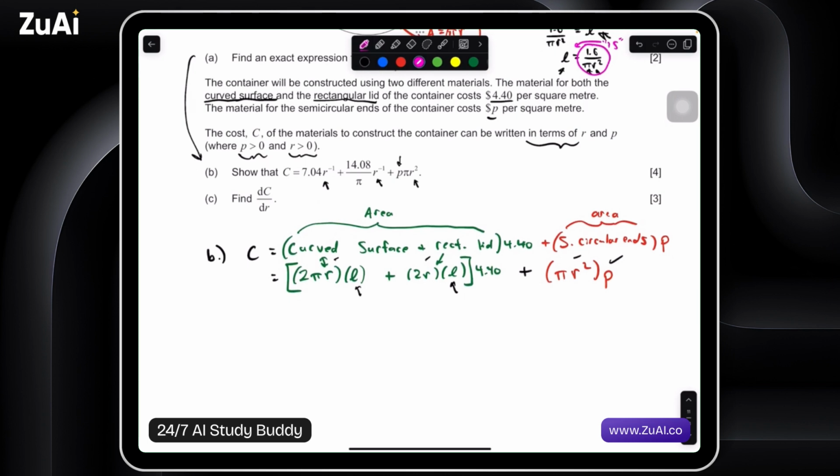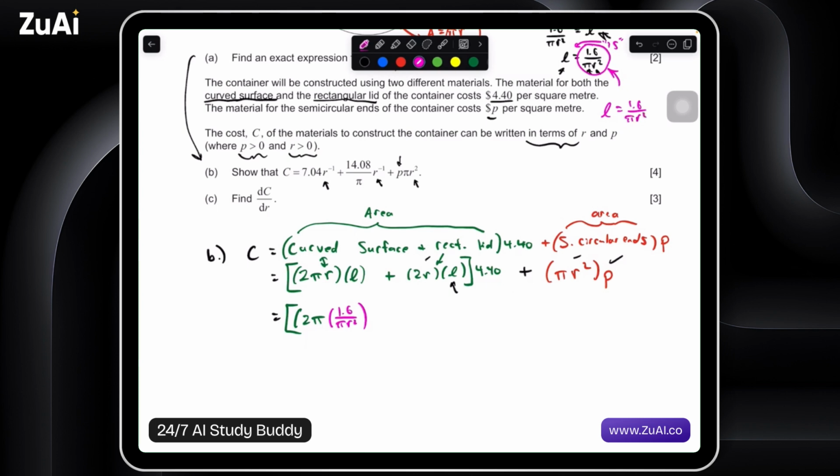So what does that tell us? That means that wherever we see an L, since L is 1.6 over pi r squared, we should be able to substitute this value for L. So let's go ahead and do that. So all of this is equal to 2 pi, and then L is equal to 1.6 over pi r squared. I'm actually going to use a color, 1.6 over pi r squared, because that's what L is.